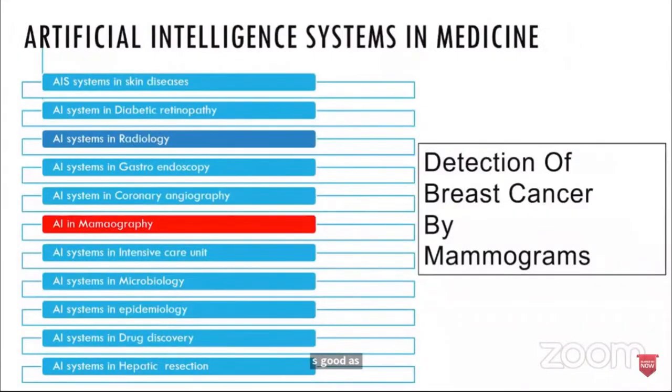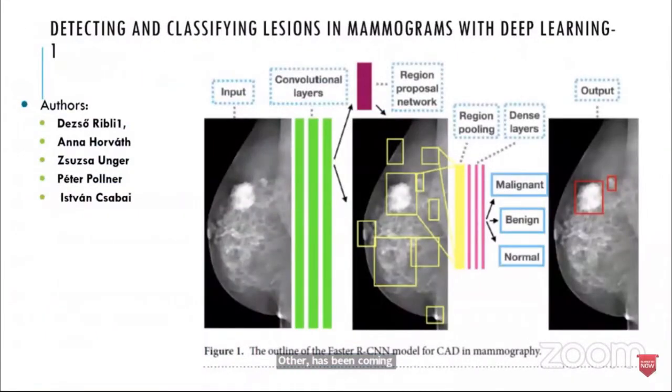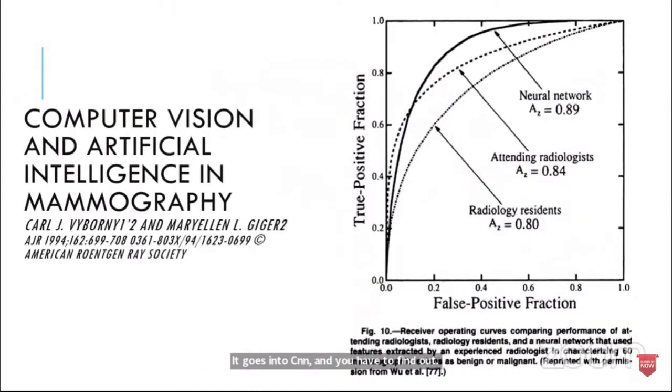Another area where AI has been coming into a lot of picture is mammography. In mammography, I think there are a lot many of these shadows and microcalcifications, and there's so much of variation. The input, you see all those images, goes into a CNN, and you have to find out the output, which is only three things: malignant, benign, or normal. And these papers show the radiology resident, you can see the graph, the radiologist, you can see the graph, and then if you can see the neural network, it is 0.89.